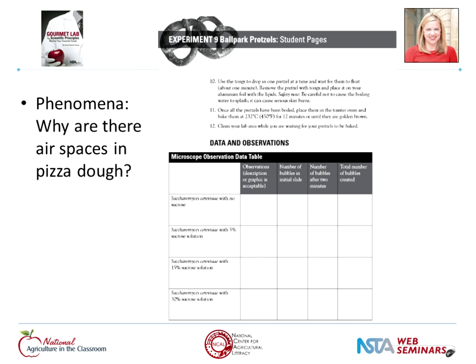So I would have my students go ahead and make the pretzels. We would make them and actually cook them in a toaster oven, because that was a lot easier for me than trying to figure out how to get them to an oven. And all of that is included in the teacher section associated with this particular lab.